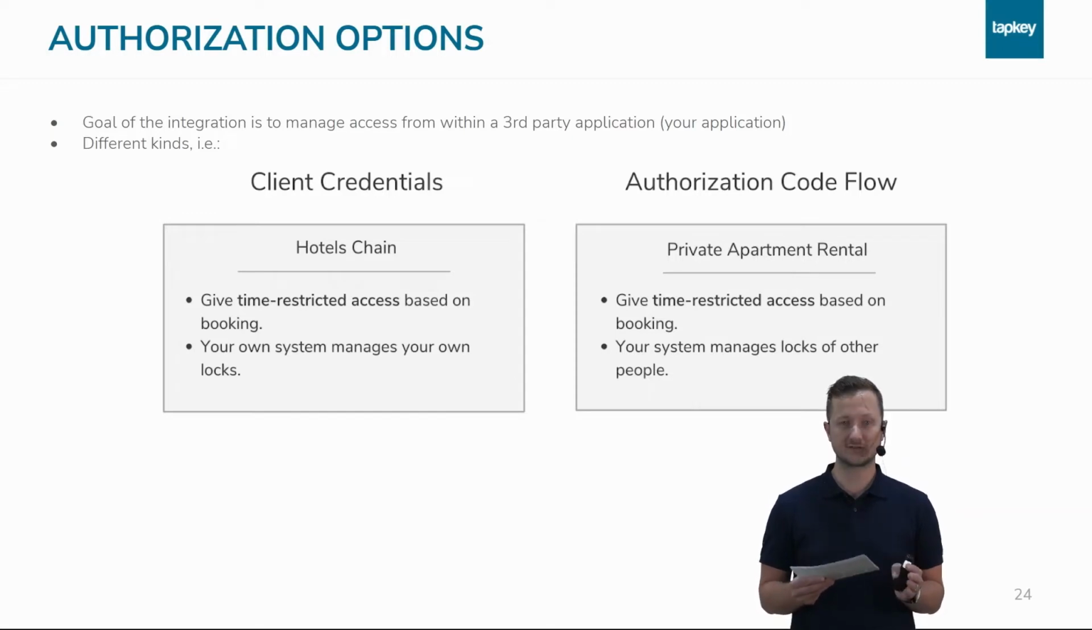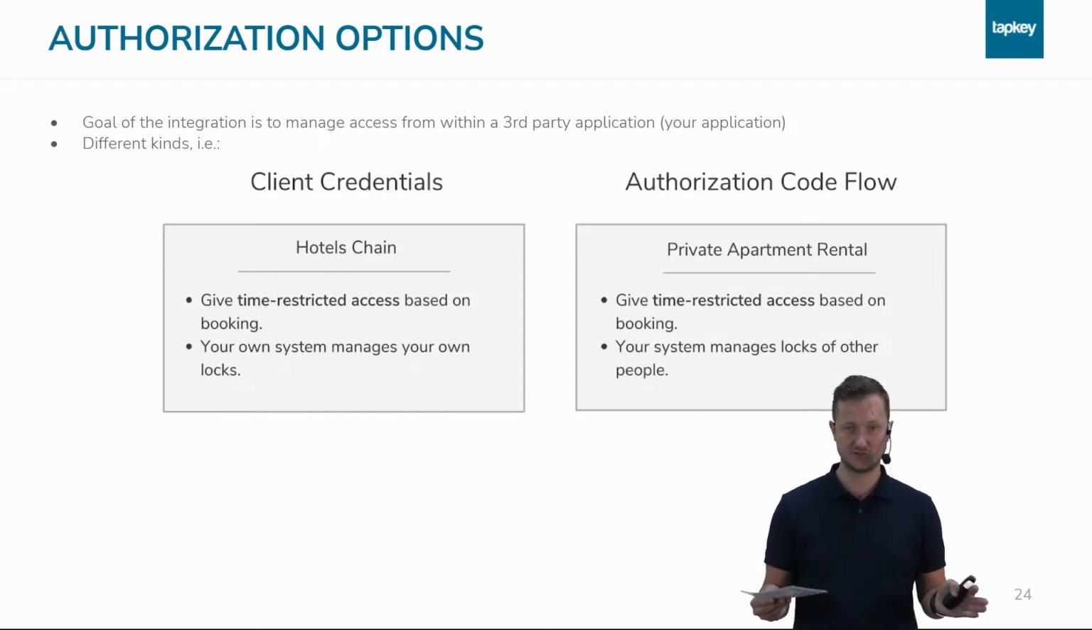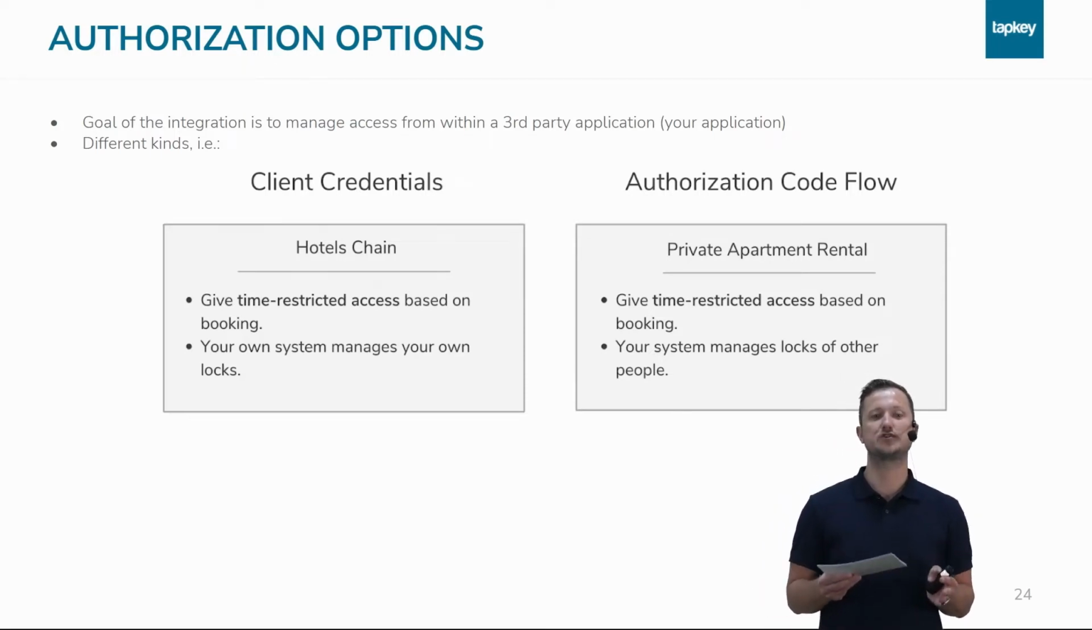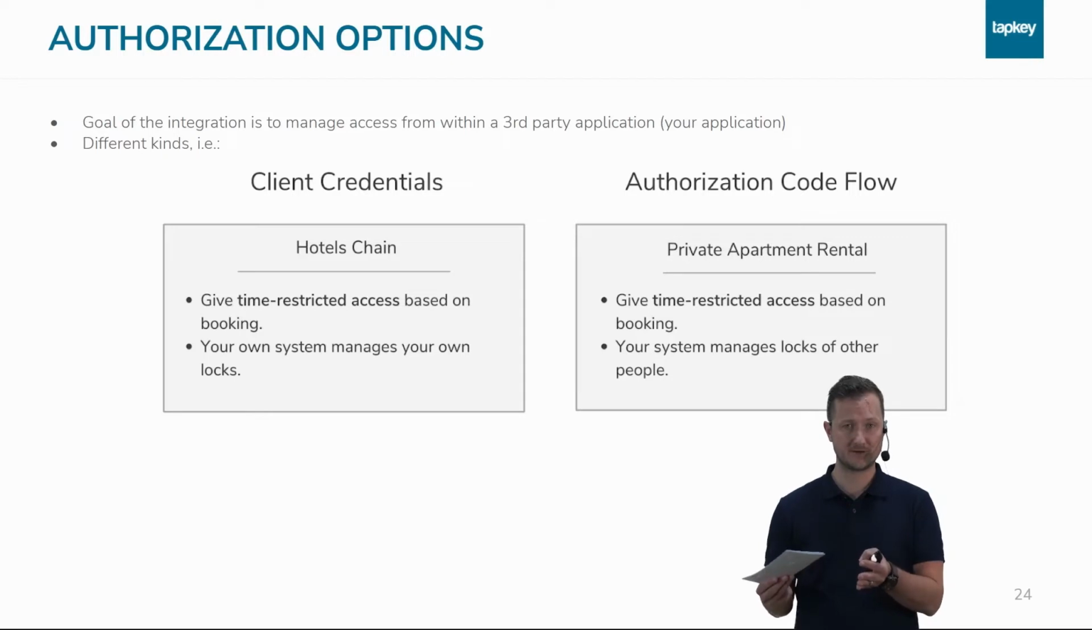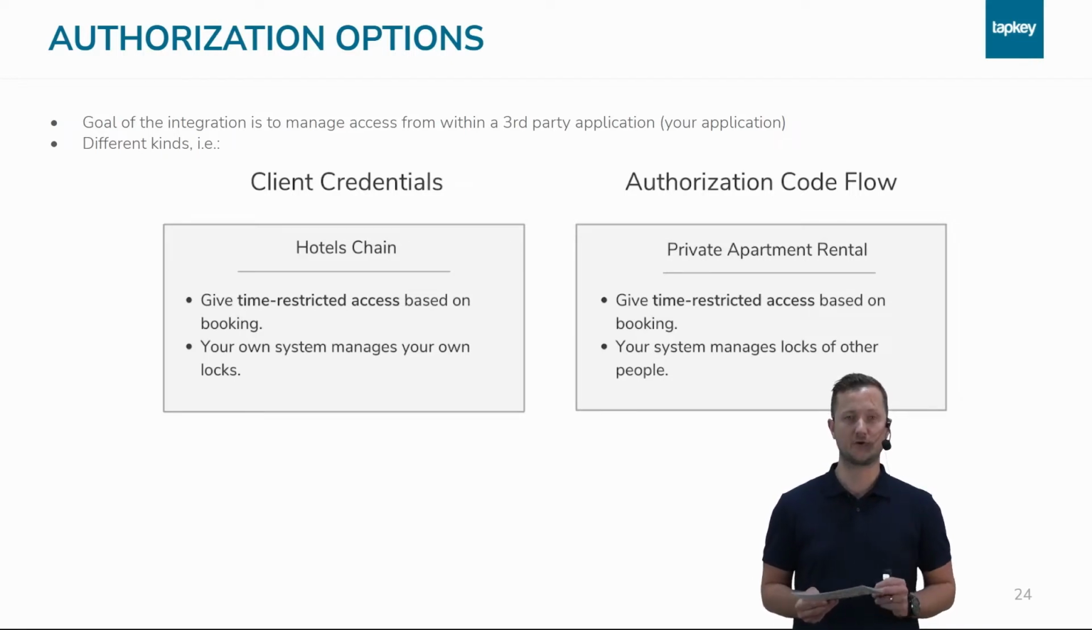First is the hotel chain that owns all the hotels, all the locks within the chain. In this case, your booking system wants to manage your own locks. Remember, client credentials. Owner accounts are known upfront and you are in full charge of them.